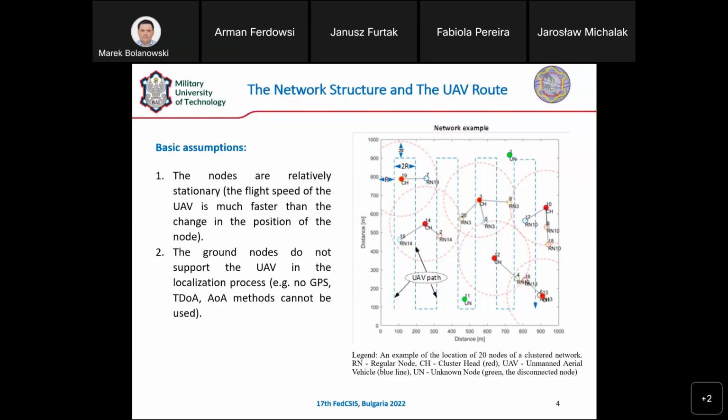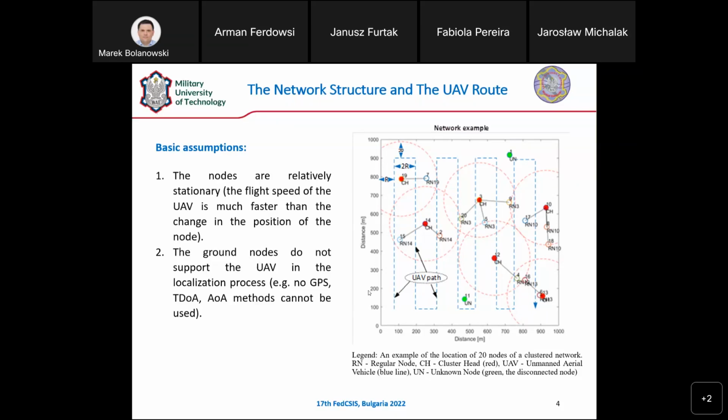And the drone, in this example, I'm speaking about only one drone, can be a good solution for the location of such nodes, and next do some organizational solutions to connect the nodes to the rest of the network. What is more, the nodes are relatively stationary in my example, and the ground nodes do not support the UAV in the location process.